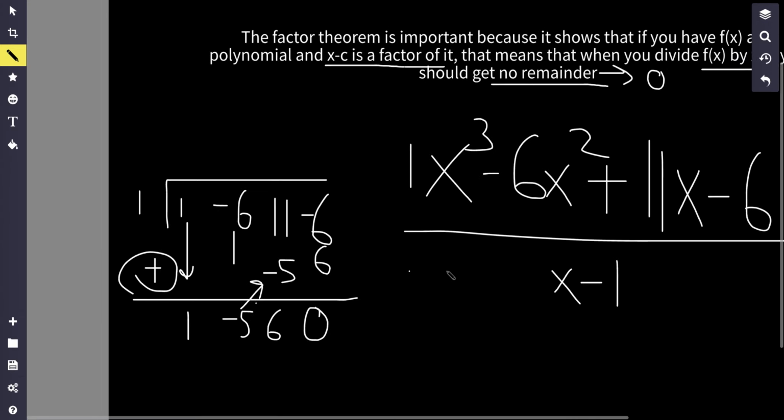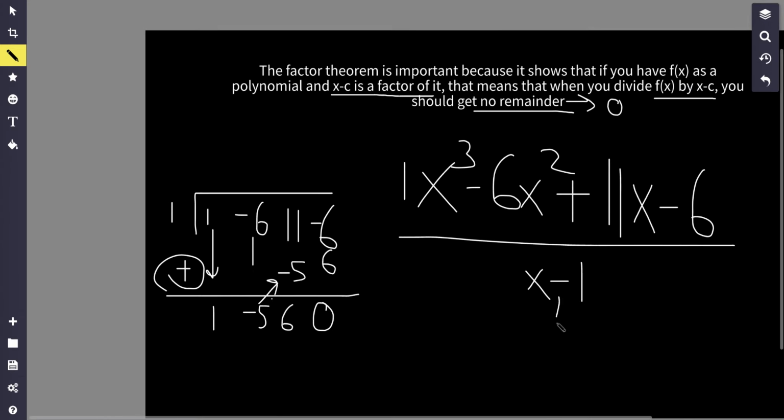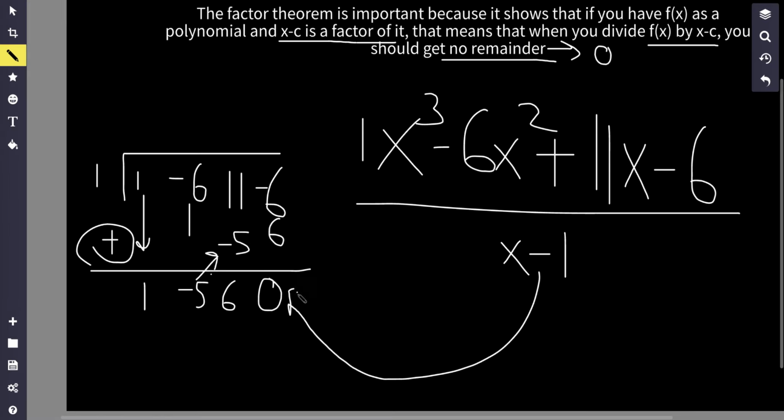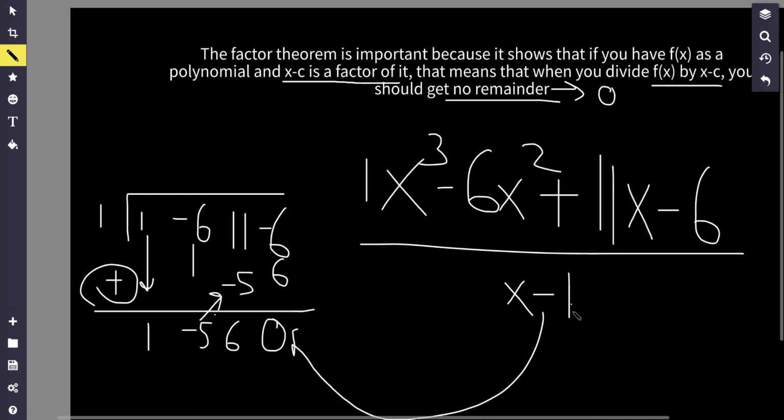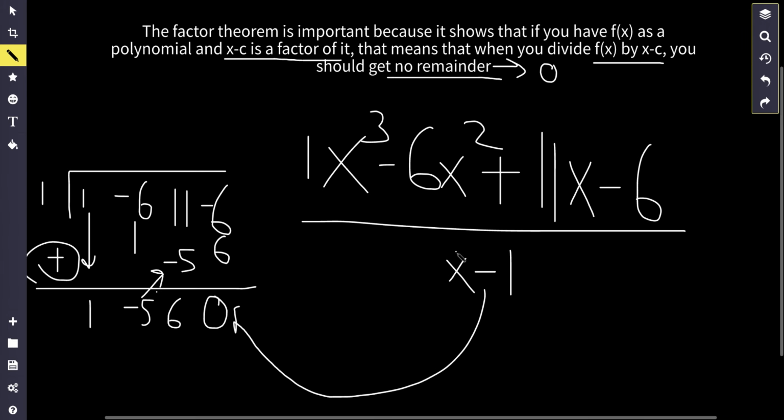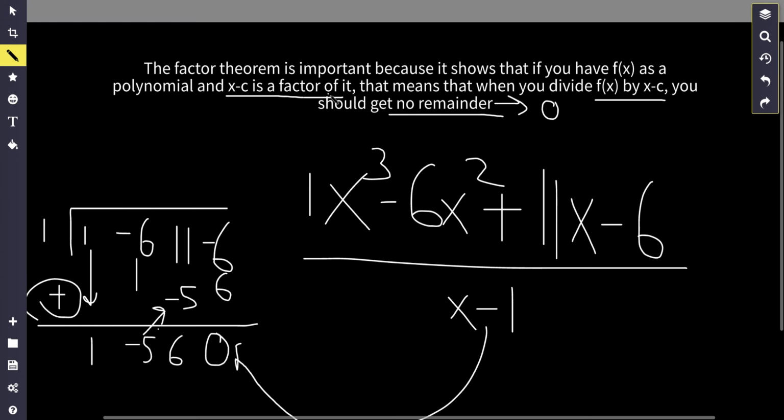And now you notice how my remainder is equal to 0. And this remainder tells me that x minus 1 is a factor, okay? So if you're dividing a large polynomial by the smaller thing, and when you divide it, you get no remainder, well, that means that it's a factor of it.